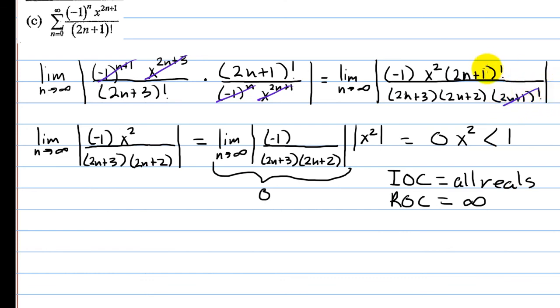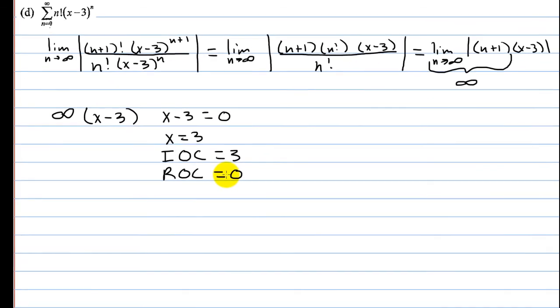So these two are going to cancel each other out, and we have negative 1 times x squared over (2n plus 3)(2n plus 2). Well, we can split this up, and if we use our ending behavior, this is going to 0 as the denominator goes to infinity. So we have 0 times x squared. Well, if we have 0 times x squared, it doesn't matter what x is, it will always be less than 1. So the interval of convergence is all reals, and your radius of convergence on this one is infinity.